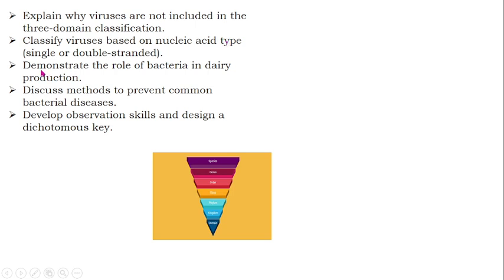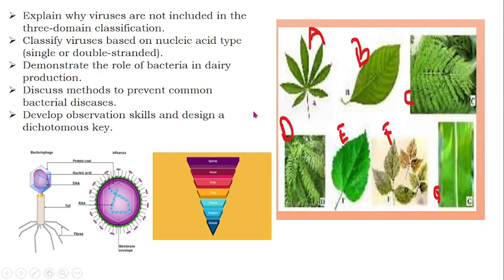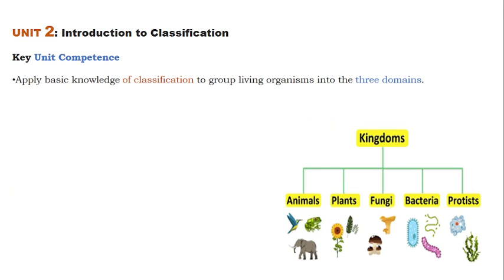Also to demonstrate the role of bacteria in dairy production, and discuss methods to prevent common bacterial diseases. And also to develop observation skills and design dichotomous keys. This is the structure of the virus, which you will be able to explain. And this one is a sample diagram which I will use to make the dichotomous key very easy, like a piece of cake. So thank you, these are our learning objectives.